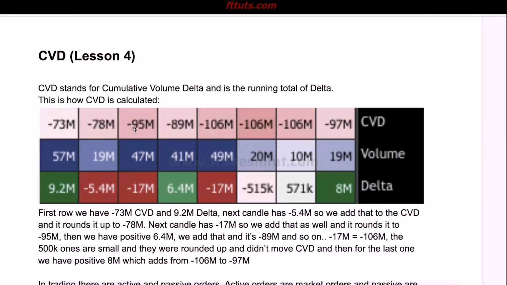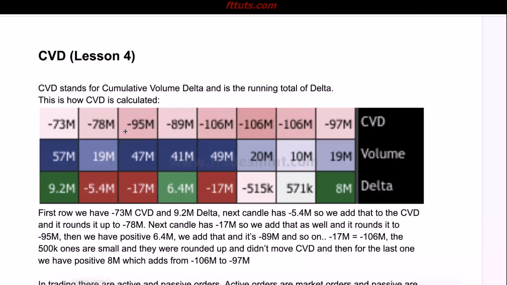So basically, for the next candle, we have negative 95 million because we're removing 17 million from negative 78 million. Then we have a positive 6.4 million delta, so we're going to add 6.4 to negative 95 million. And you'll probably notice that decimal places are not really calculated here. So if we have 500,000, that's not actually going to change the number of CVD. And if we have a decimal place like 6.4 million, that's not actually going to change the decimal place on the CVD. It's going to pretty much just stay the same.